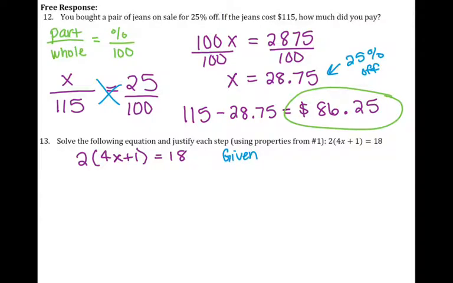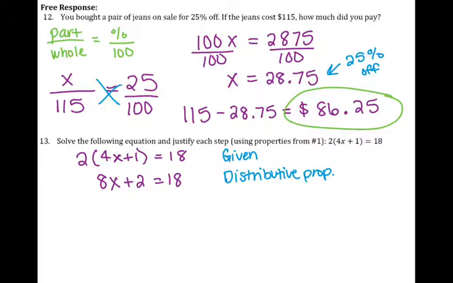Okay, now to get to my next step, I want to distribute. So I'm going to distribute the 2 into the parentheses. So 2 times 4x is 8x, plus 2 times 1 is 2, equals 18. And I am able to do that because of the distributive property. So what this question is asking is it's asking you to justify each step. So you need to give a reason as to why you are able to do the step that you did.